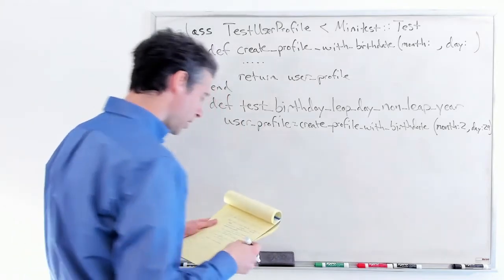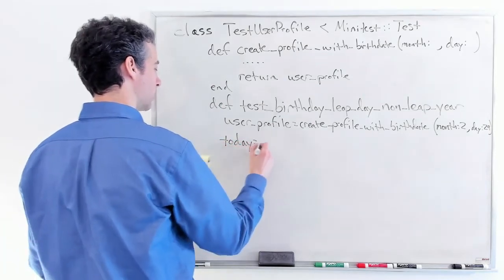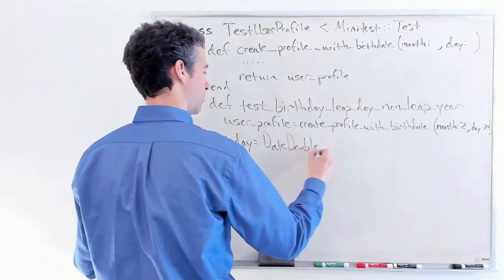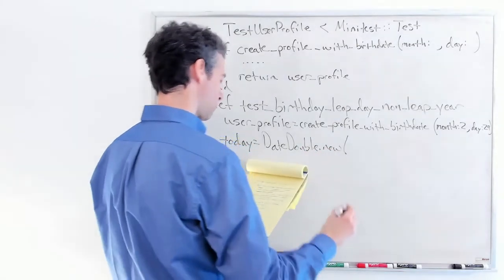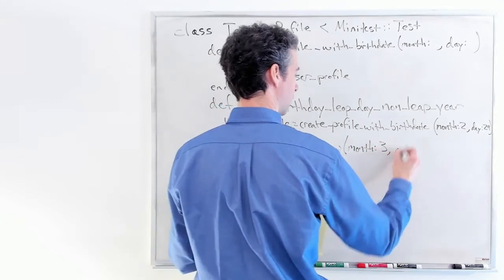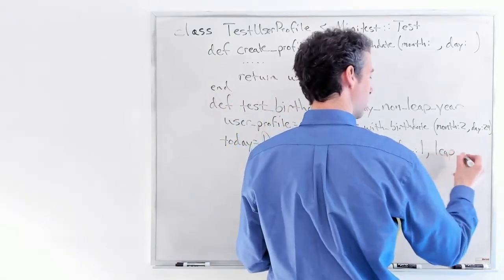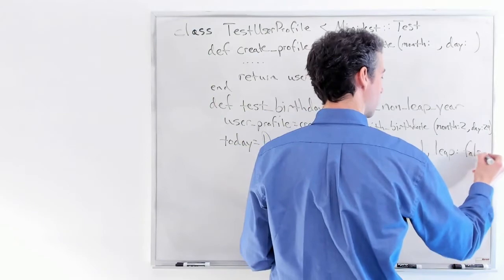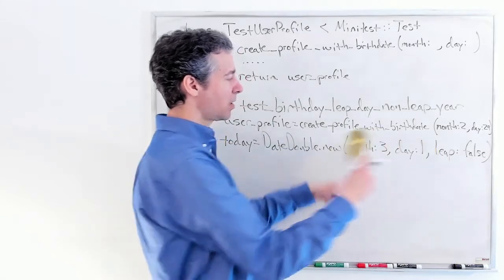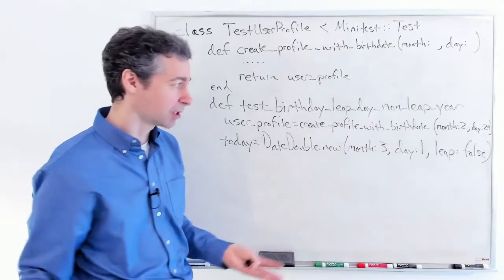That's great. Now I'm going to go and I want to say what today is. So I'm going to use my date double class to make a new date double object. And I'm going to specify that today is March 1st and it's not a leap year. So leap false. So I pass those in. And again, because these are named arguments, I could have done day 1, month 3. I could have started with leap first. I can put them in any order with the named arguments, and that's really handy.